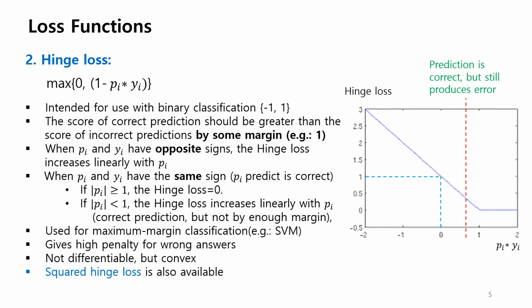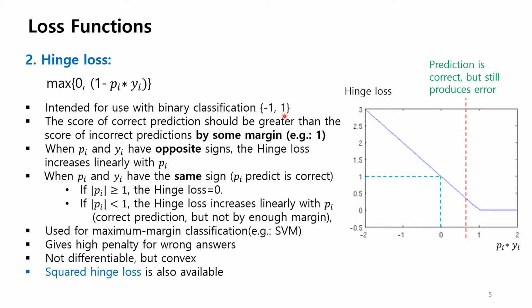The second loss function is the hinge loss function. The formula of hinge loss is the maximum between 0 and 1 minus pi yi. Again, pi is our prediction, and yi is the true or target value. Hinge loss is for binary classification with target values -1 and 1. So if you have a multiple, non-binary classification, you cannot use hinge loss.